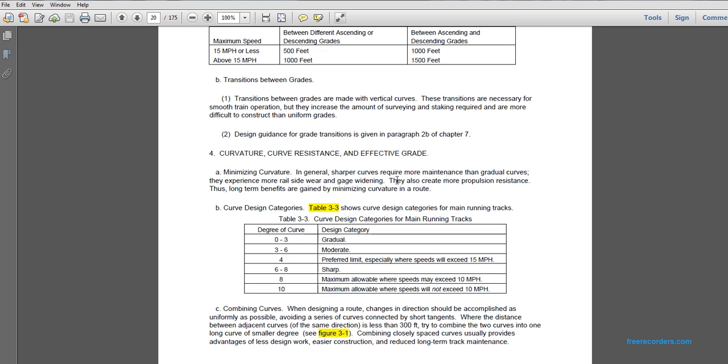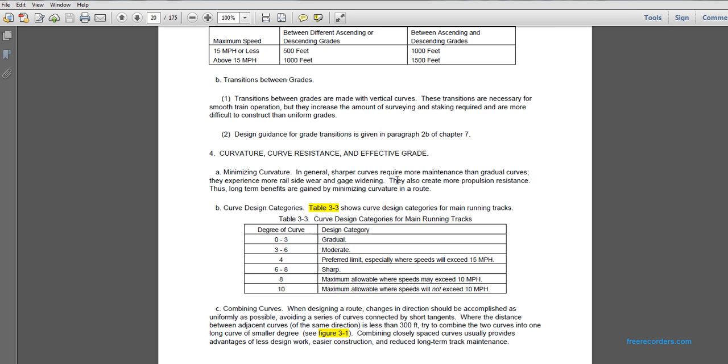4. Curvature and curve resistance, effective grade. Minimum curvature. In general, sharp curves require more maintenance than gradual curves, as they experience more rail side wear and gauge widening. They also create more propulsion resistance. Thus, long-term benefits are gained by minimizing curvature en route.